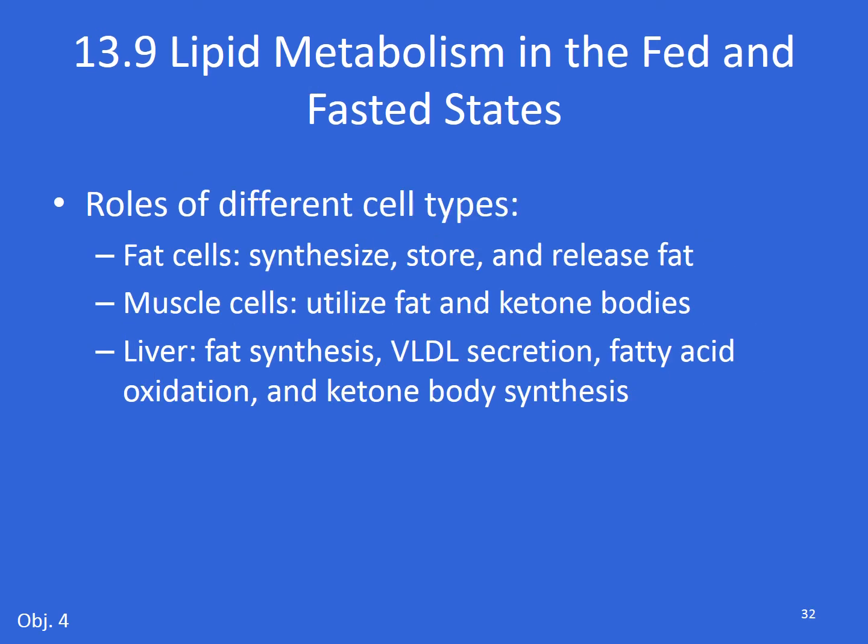Okay, so fat cells synthesize, store, and release fat when they're told by insulin and epinephrine. Muscle cells use fat and ketone bodies for energy. Liver synthesizes fat, secretes VLDL, and if you're hungry, metabolizes fatty acids and makes ketone bodies. So that's how these different cell types interact with each other.